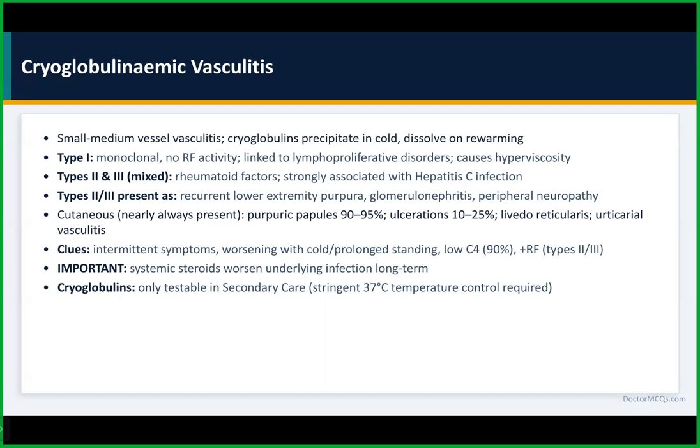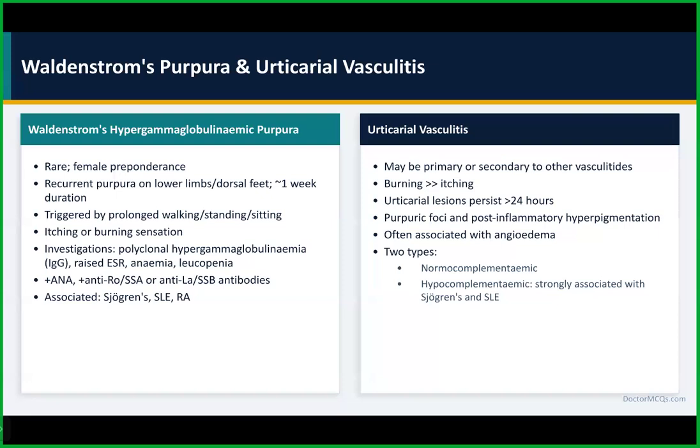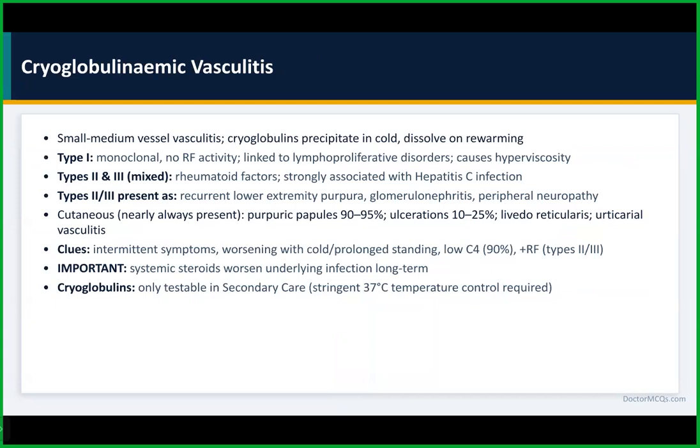Cryoglobulins are always tested in secondary care. Then comes the Waldenstrom purpura or urticarial vasculitis. One important thing in cryoglobulinemic vasculitis is that we are going to treat the underlying cause, could be HCV or any other. Basically, we are going to start antiviral therapy or some immunosuppression like steroids plus or minus rituximab, and also refer to nephrology and dermatology.